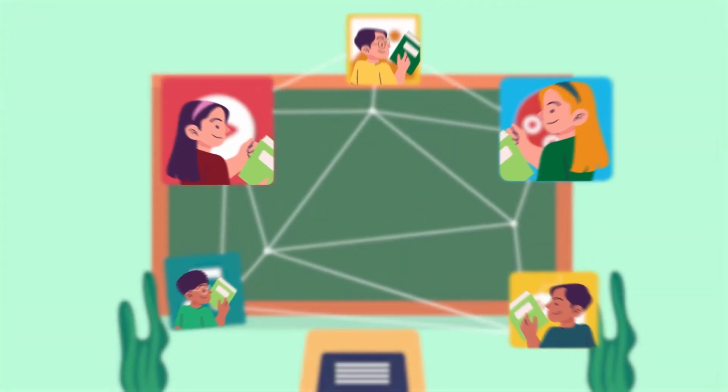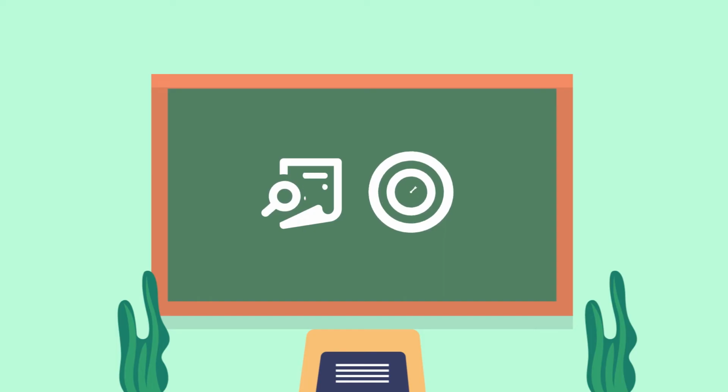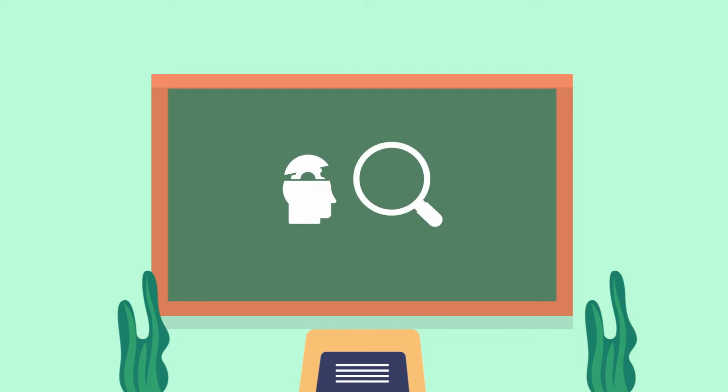Other examples of differentiating the product include using rubrics that match and extend students' varied skill levels, allowing students to work alone or in small groups on their products, and encouraging students to create their own product assignments as long as the assignments contain required elements.